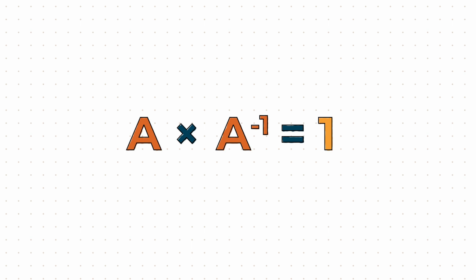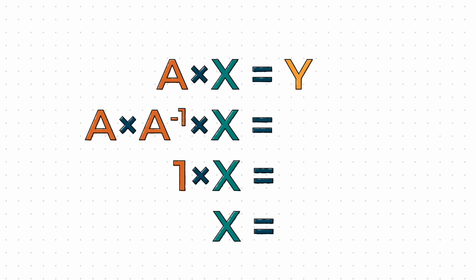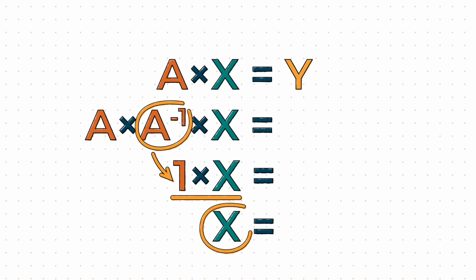A multiplied by A inverse is equal to 1, which can be shortened to A times A inverse is equal to 1. That's correct. So going back to our original matrix equation, if we are to eliminate A, all we do is multiply A by its inverse, which will give us 1, which would leave us with 1 by x, which is equal to x. Now we have our matrix X isolated like we wanted.